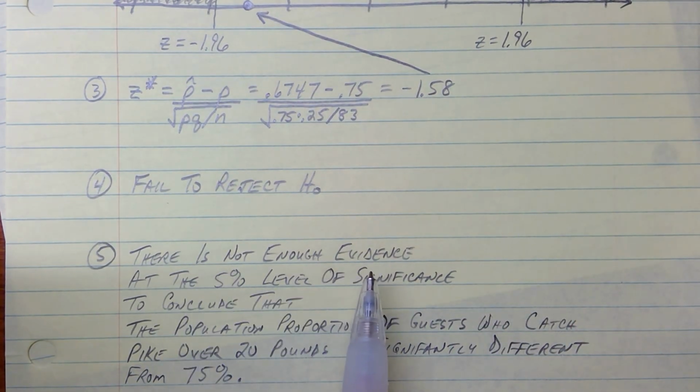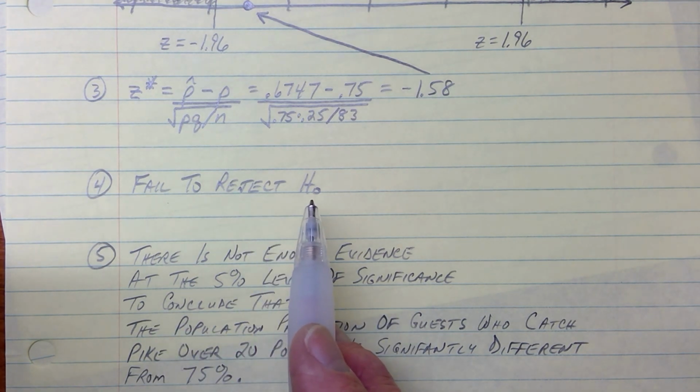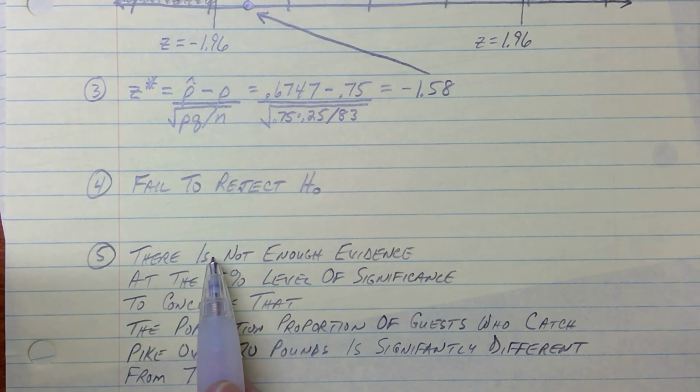I did not have enough evidence at the 5% level of significance to conclude that, and then restate your challenge. You can say the true proportion or the population proportion or the advertised claim. You can say anything you want there. Of guests who catch pike over 20 pounds is, I like to add significantly, except I spelled it wrong. There's a C in there that's missing. Significantly different from 75%. You're basically just admitting failure here. I tried to prove their claim wrong, and I failed. I did not have enough evidence to conclude that my challenge was different from 75%.